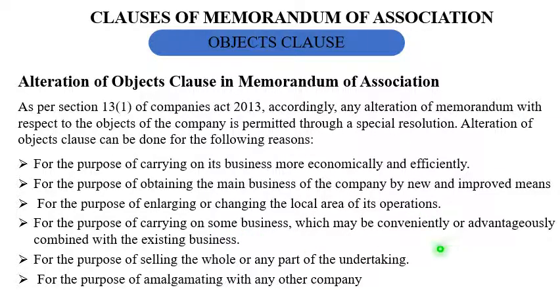या कंपनी carry on some business which may be conveniently or advantageously combined with the existing business, की कोई कंपनी न्यू बिजनेस को टेक ओवर कर रही है जो बहुत कन्वीनियंटली और एडवांटेजसली किसके साथ, अभी जो एग्जिस्टिंग कंपनी का बिजनेस है उसके साथ कंबाइन करने के लिए, या तो कंपनी जब अपना होल या एनी पार्ट जो सेल करती है किसी और अंडरटेकिंग को, या कंपनी अमलगमेट हो जाती है दूसरी कंपनी के साथ मर्ज हो जाती है, तभी कंपनी क्या करते हैं, ऑब्जेक्टिव क्लॉज को अल्टर कर सकते हैं.